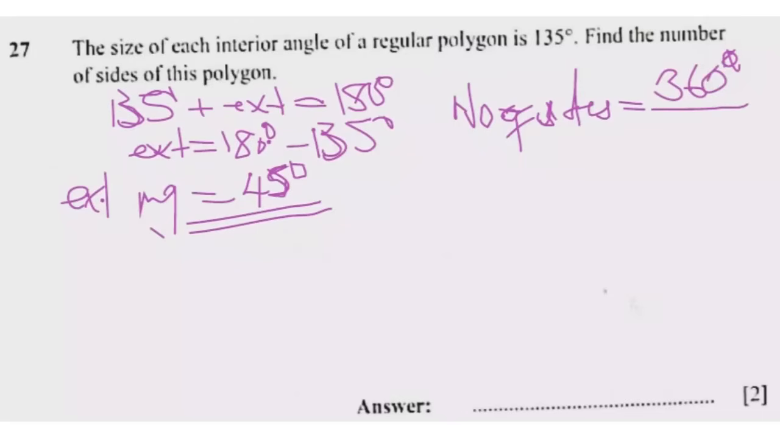So when we understand that, we are going to write 360 degrees on top, then divide by the size of the exterior angle, which we found to be 45 degrees. So now we need to divide 360 degrees by 45 degrees. The other way we can do it is to realize that in 90 degrees there are two 45s. That way it's easier for us to divide 360 by 90.